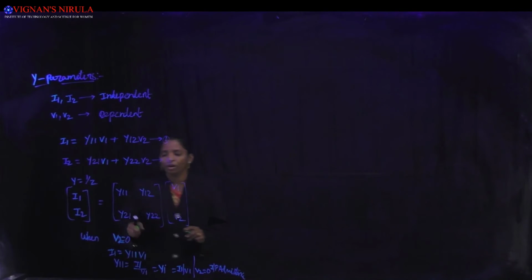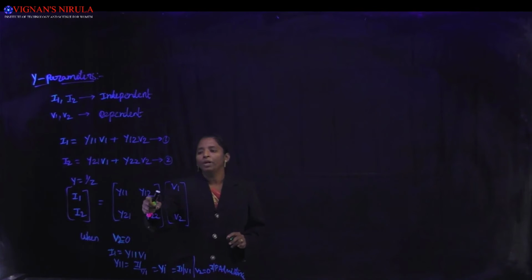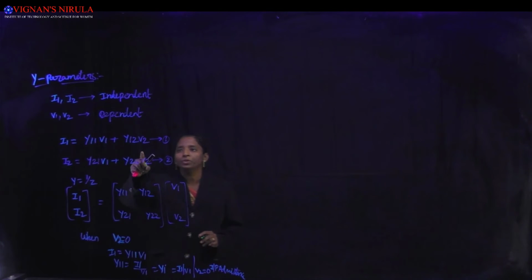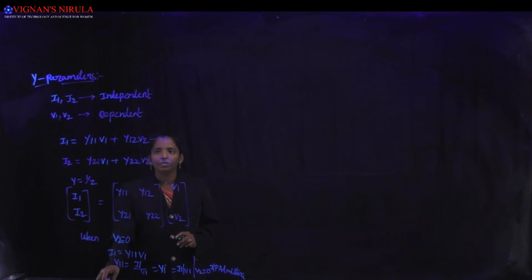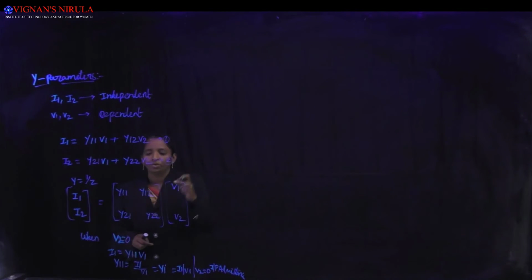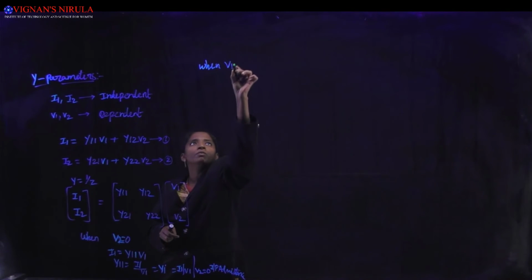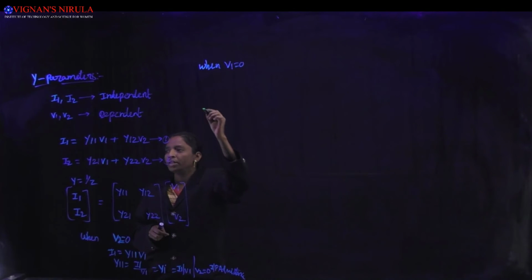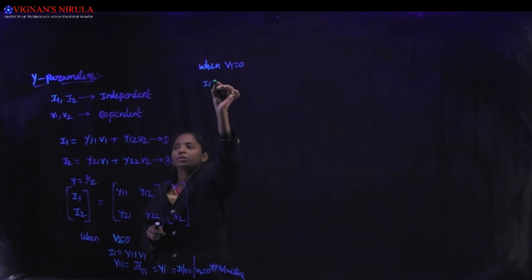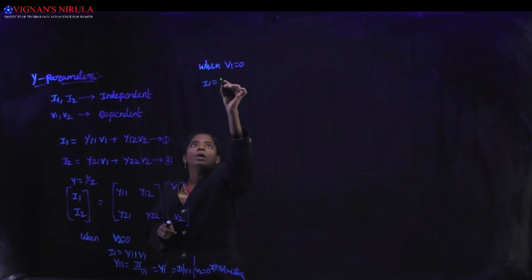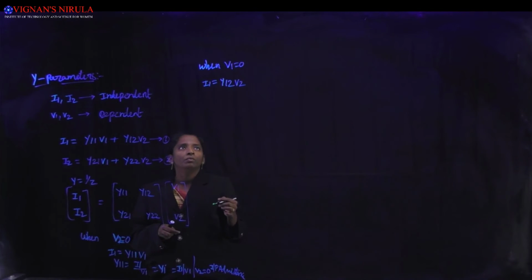Input admittance. Now we are going to calculate the Y12. To calculate Y12, which is in the first equation, second part, to get the Y12 value, V1 should be 0. When V1 equal to 0, we have the equation I1 equal to Y12 V2.